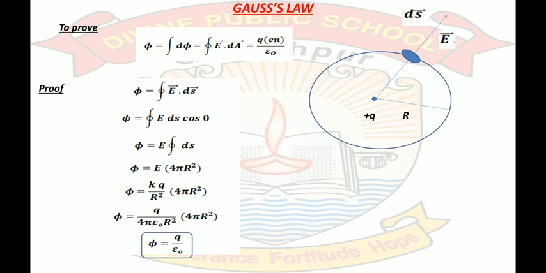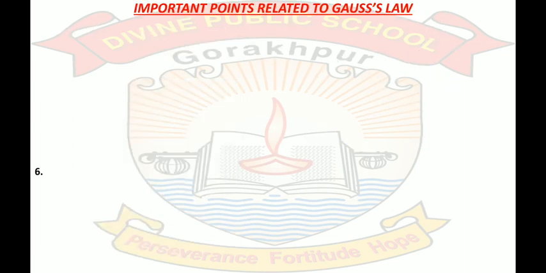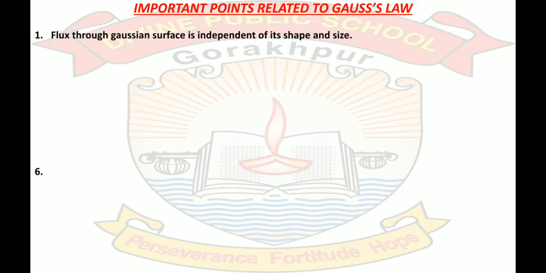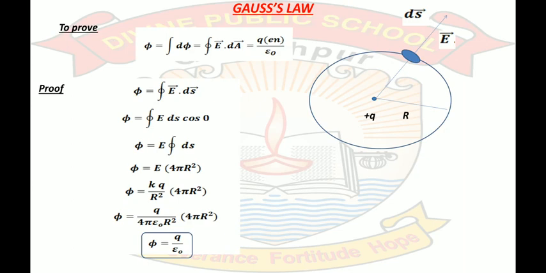Okay. Now some important points related to Gauss law. The very first point is that flux through a Gaussian surface is independent of its shape and size. So if we would have taken a cube, then also the flux will be q upon epsilon naught.